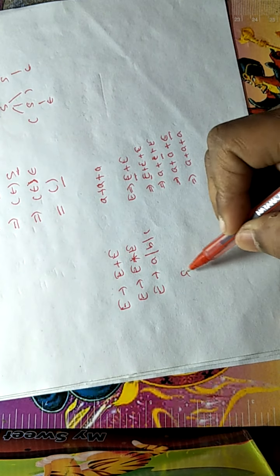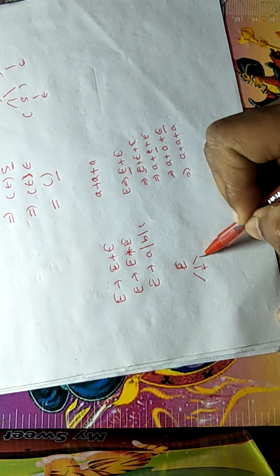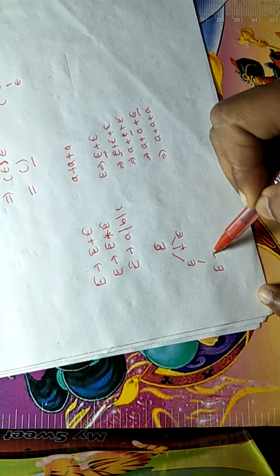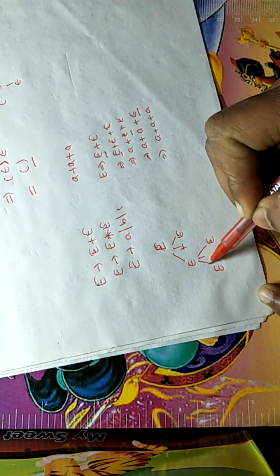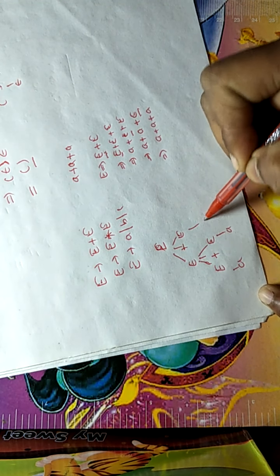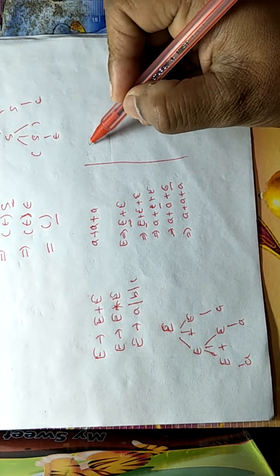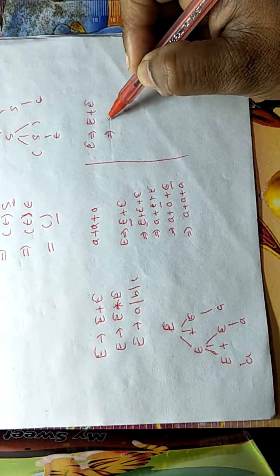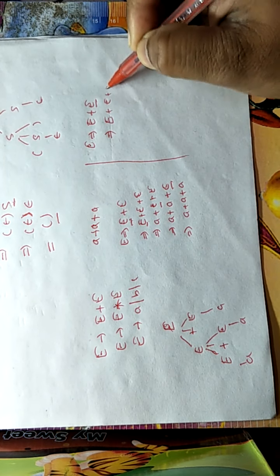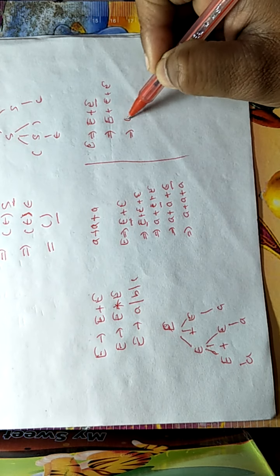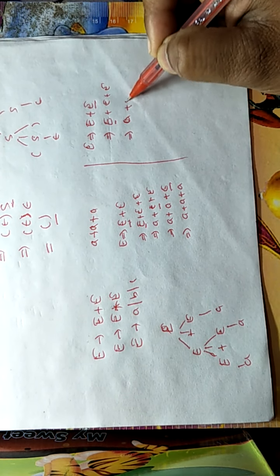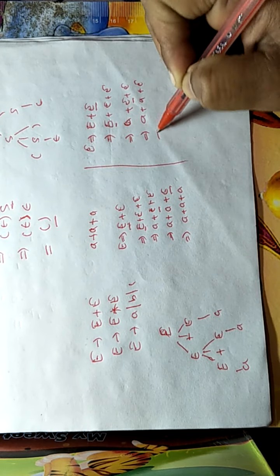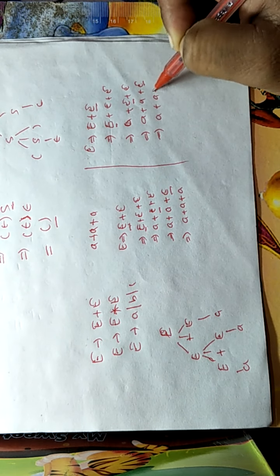The derivation tree will look like E tends to E plus E, and we are replacing this E by E plus E, and this by A, this by A, and this by A. I can also derive this particular string using the production E plus E, and replacing this E by E plus E, and replacing this E by A, replacing this E by A, and this E by A also.